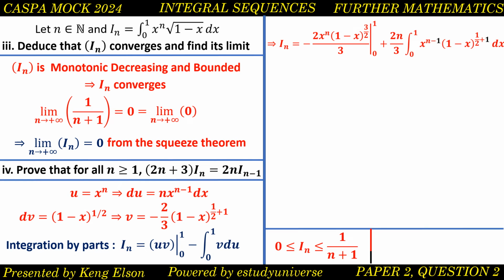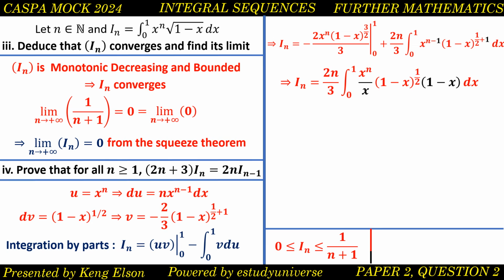We start by replacing 1 as the upper bound. We replace x with 1. Now 1 minus 1 will give us 0, so everything is 0. Next we replace x with 0. Clearly in this portion there's an x here, so it's going to give us 0. So it means that this first portion here will give us 0, meaning that our I of n will just be 2n on 3 times the integral from 0 to 1.